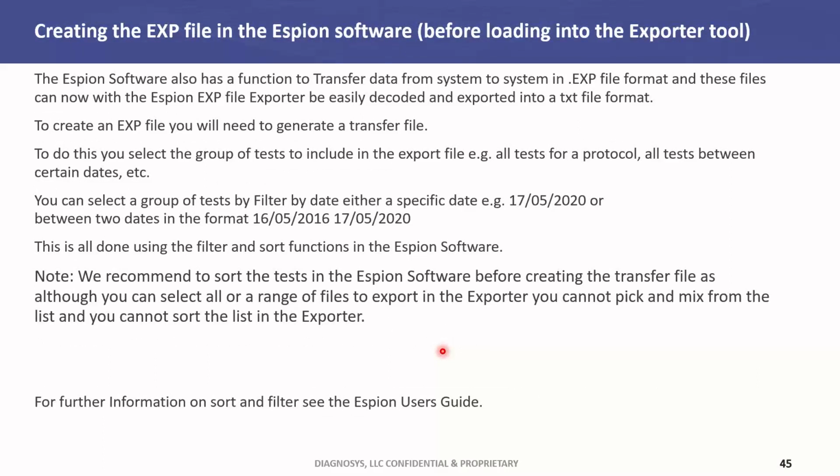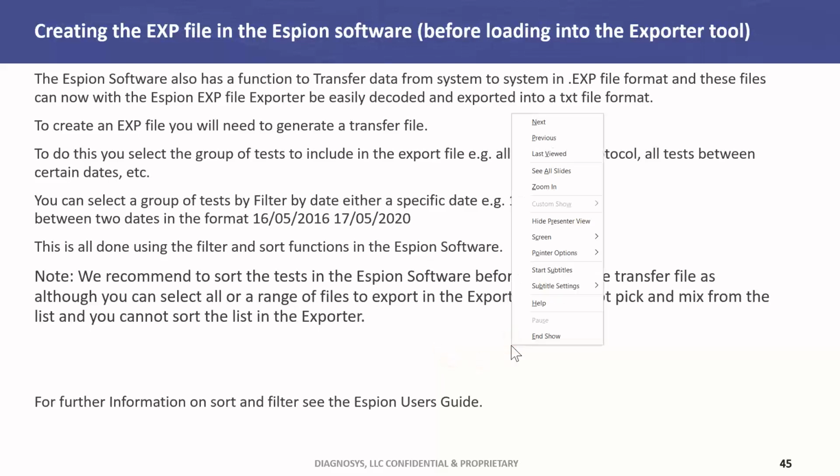So how do we go about creating the EXP file in the SPN software? We do that with the transfer function. We need to create an EXP file, so we do that by selecting a group of tests to include in the export file, for example, all tests for a protocol, or all tests for certain dates. And we can filter on dates, a certain date or between certain dates, several dates. We do that with the filter and sort functions in the SBN software, and you can find more information in the SBN user guide for that.